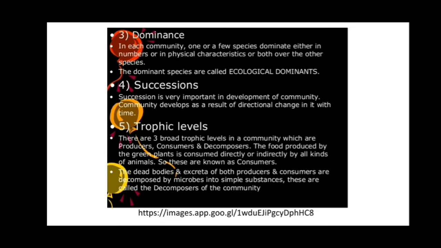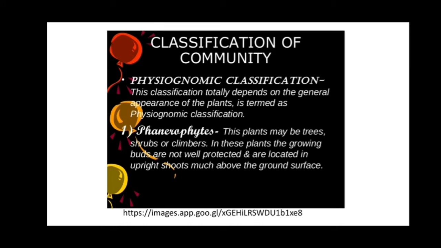Now the trophic structure. There are three broad trophic levels in a community, which are producers, consumers, and decomposers. The food produced by the green plants is consumed directly or indirectly by all kinds of animals. So these are known as consumers. The dead bodies and even the excreta of both producers and consumers are decomposed by decomposers like microbes into simple substances. These are called decomposers of the community. Right.